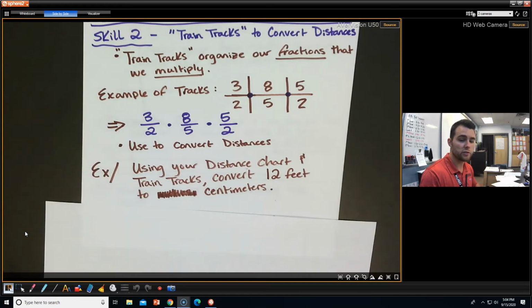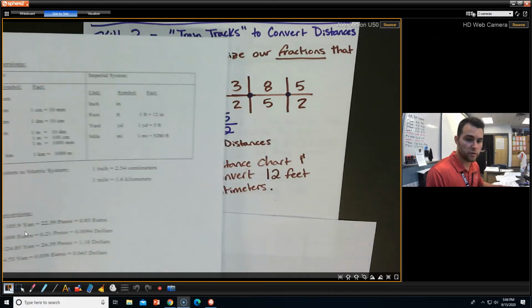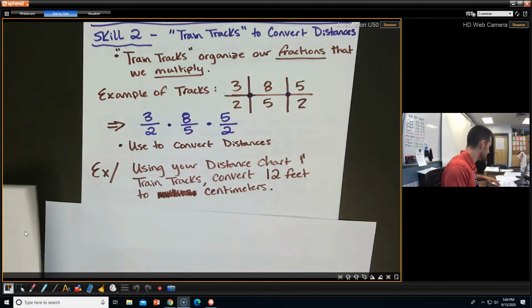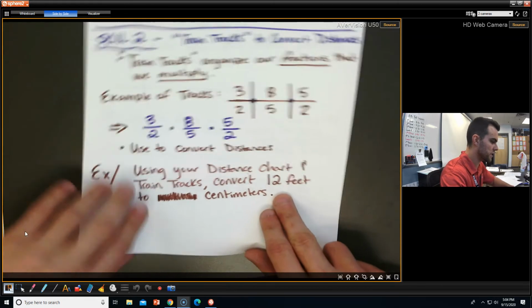Okay, so we're going to use our distance chart and our train tracks to convert 12 feet to centimeters. Doesn't seem like that big of a task, okay? But it actually can be tricky if you're disorganized, which is why we do the train tracks. So let's look at these, okay? I'm going to use my sheet, and the sheet is going to help me figure this problem out, okay? As soon as I find the rest of my pages, oh hey, it's hiding behind here.